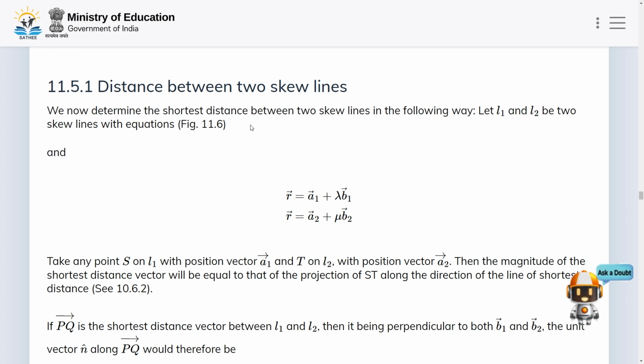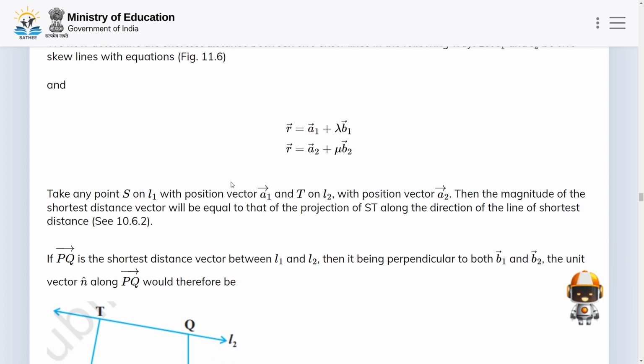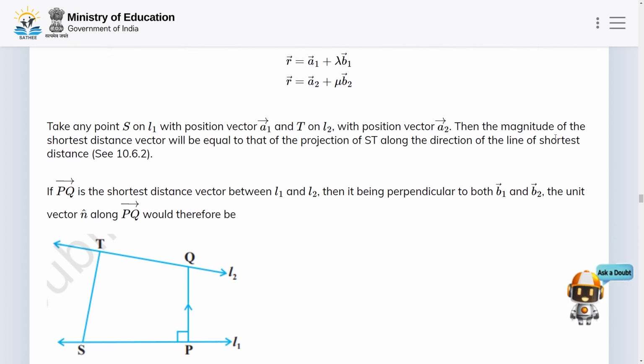So now consider two skew lines, L1 and L2. The equation for the first is r = A1 + lambda B1, and for the second, A2 + mu B2. Take S on line L1 with position vector A1 and T on line L2 with position vector A2. As you can see, these are the position vectors of the points on the lines. Then the magnitude of the shortest vector will be equal to that of the projection of ST along the direction of the line of the shortest distance.